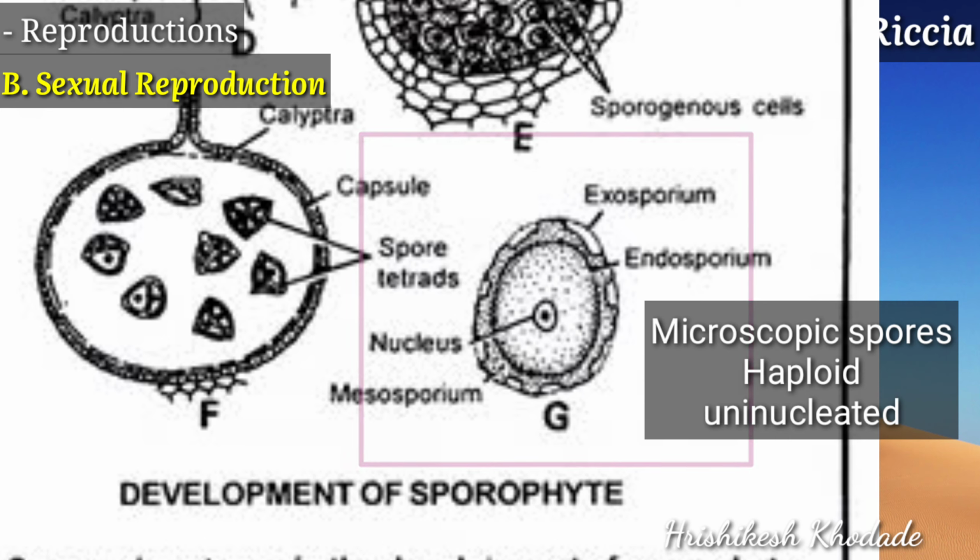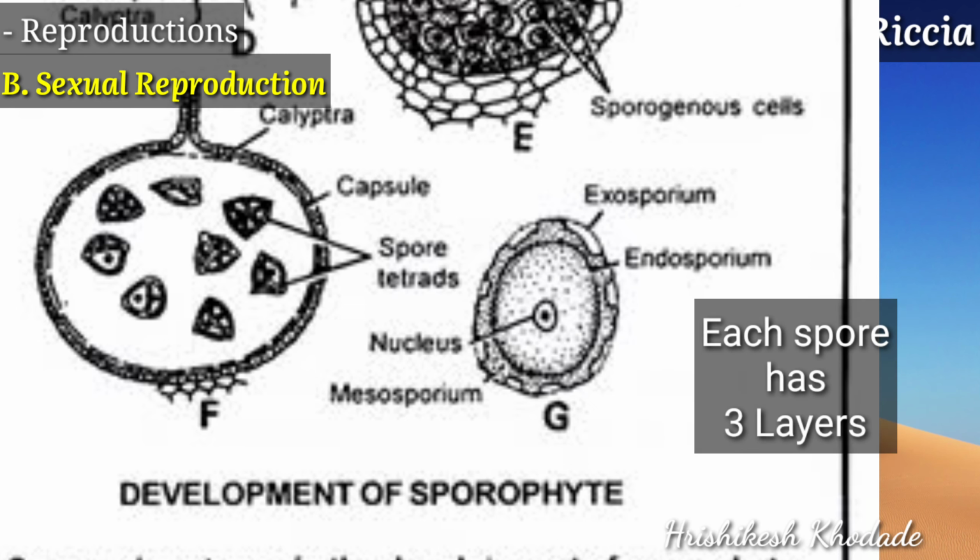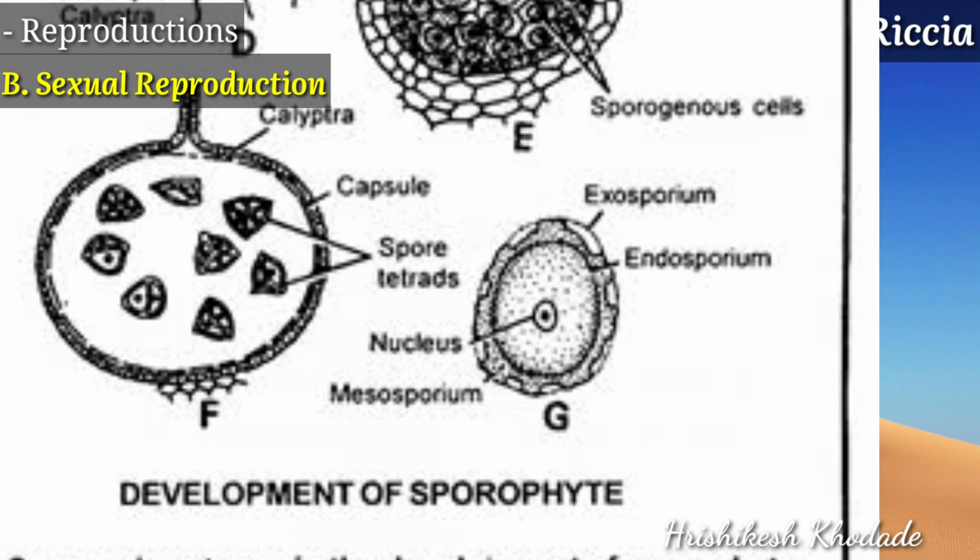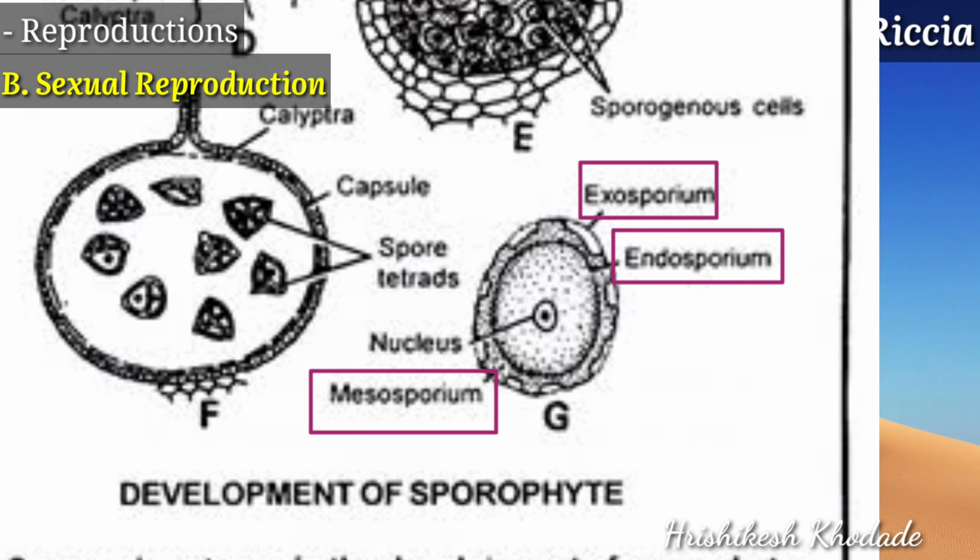They are haploid, uninucleate and pyramidal in shape. Each spore remains surrounded by 3 layers: the outermost ornamented cutaneous layer called exosporium. We are talking about the spore. The middle layer is called mesosporium and the innermost layer is called endosporium.